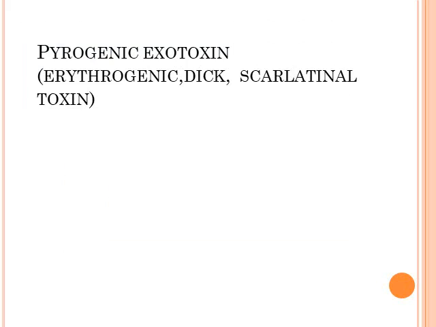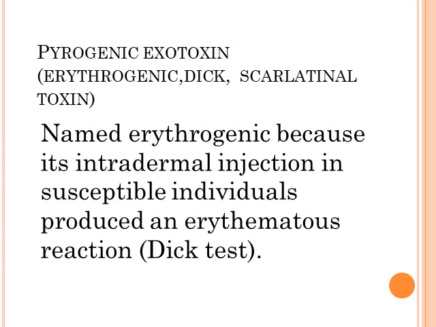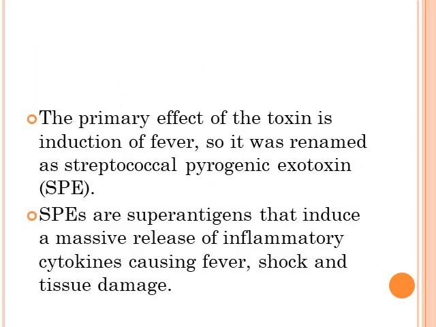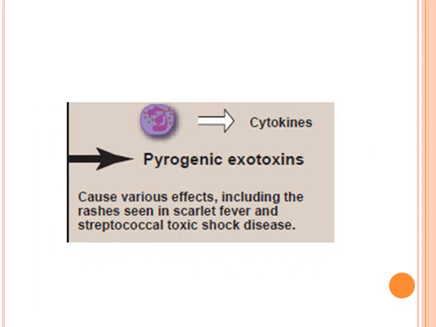Then the second toxin is the pyrogenic exotoxin. It was named erythrogenic because its intradermal injection produced an erythematous reaction in susceptible individuals. The primary effect of the toxin is induction of fever, so it was renamed streptococcal pyrogenic exotoxin. They are superantigens that induce a massive release of inflammatory cytokines, thereby causing fever, shock and tissue damage. The pyrogenic exotoxin causes various effects including the rashes seen in scarlet fever and streptococcal toxic shock syndrome.